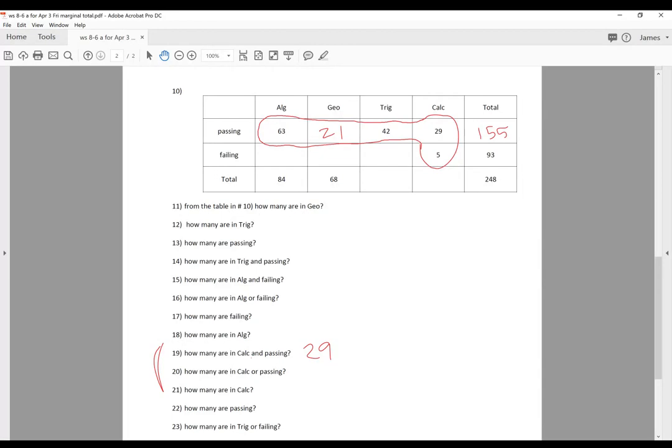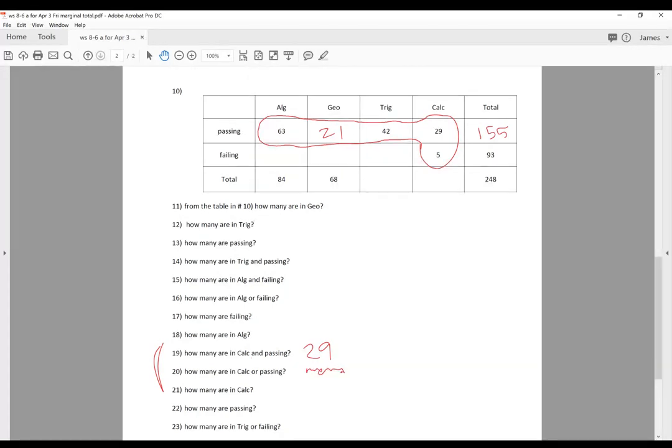Okay, so now you add 1, 2, 3, 4, 5 of these numbers. So you'll be adding 63 plus 21 plus 42 plus 29 plus 5. And that would be your answer for number 20. Yeah, just add those numbers.